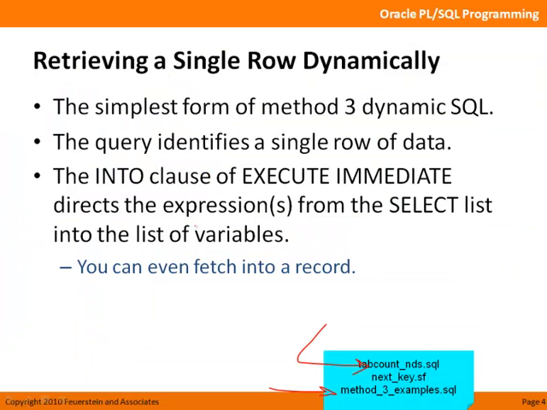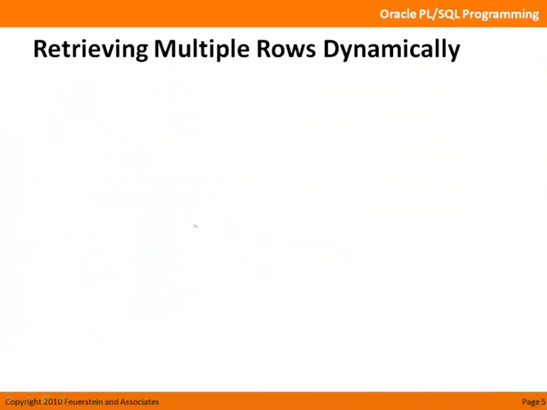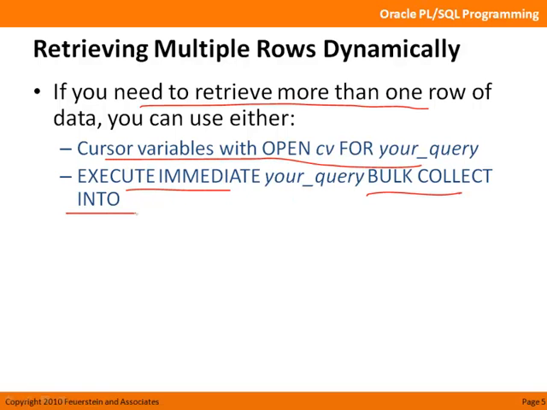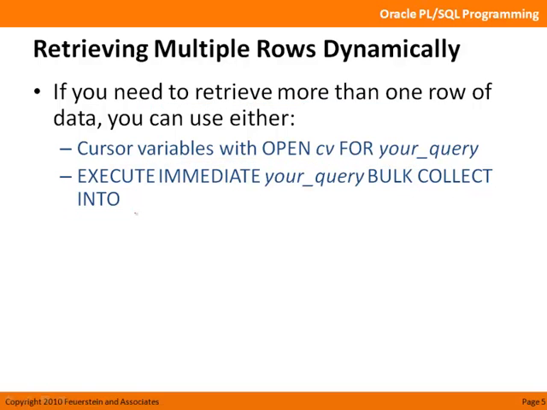Okay, so that's fetching a single row, pretty straightforward. Fetching multiple rows dynamically is also supported with dynamic SQL, and you have 2 options. If you need to retrieve more than one row of data, you can use either cursor variables and the OPEN FOR statement, or EXECUTE IMMEDIATE with BULK COLLECT INTO. Now, bulk collect is the bulk processing mechanism for retrieving multiple rows very quickly in PL/SQL. If you're not familiar with bulk collect and the collections that you have to use with them, check out my separate lesson series on turbocharging SQL performance in PL/SQL, and also the series on collections.